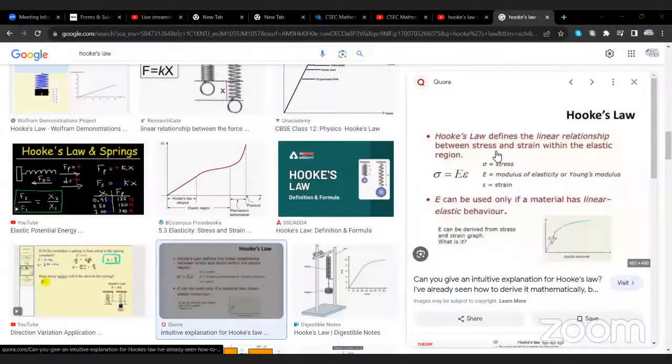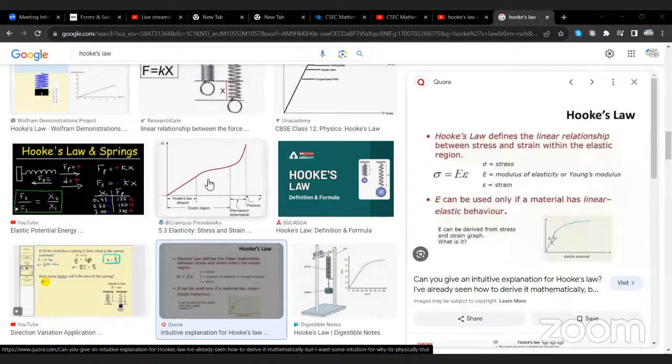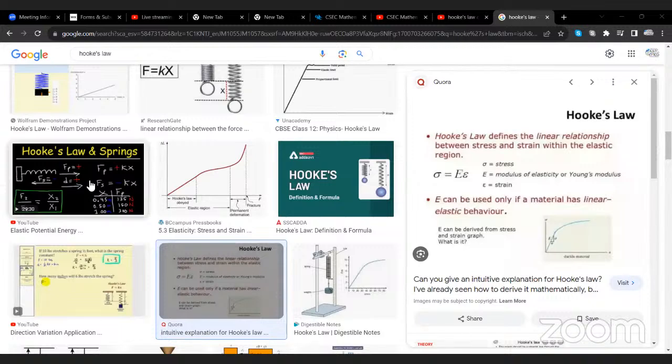So look at this picture over this side here. Hooke's law defines a linear relationship between stress and strain. So what you realize now is they are studying a relationship between two things, stress and strain. And if you notice, they are using some symbols to represent the factors being studied. Good.